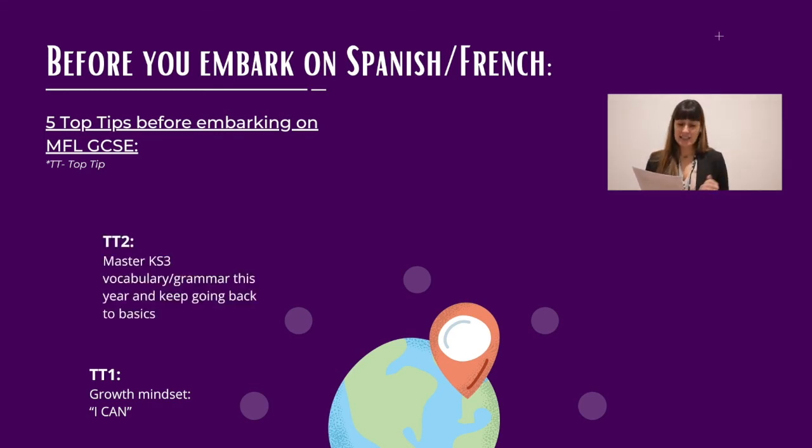Second one, as I said earlier, master your key stage 3 vocabulary and grammar, because it's only going to get harder. So all of that vocabulary that we learned in year 7, go back to it. There's nothing wrong with going back to basics, going back to numbers, days of the week, because in year 10, we're not going to start explaining all of that. It's going to get harder. We're going to make sure that you already know that, and we're going to elevate it a little bit more.